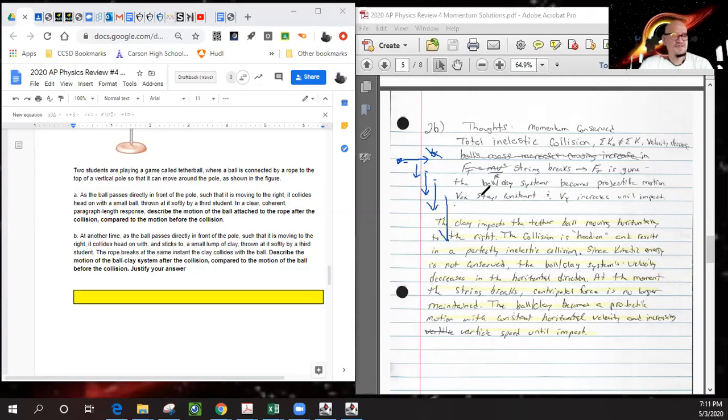Okay. So what we could say is that the clay impacts a tether ball moving horizontally to the right. The collision is head-on and results in a perfectly inelastic collision. Since kinetic energy is not conserved, the ball clay system's velocity decreases in the horizontal direction. At the moment the string breaks, centripetal force is no longer maintained. The ball clay becomes a projectile motion with constant horizontal velocity and increasing vertical speed until impact. Okay, wow, a lot of stuff there. So let me go ahead and hit pause here, and we'll go ahead and pause.